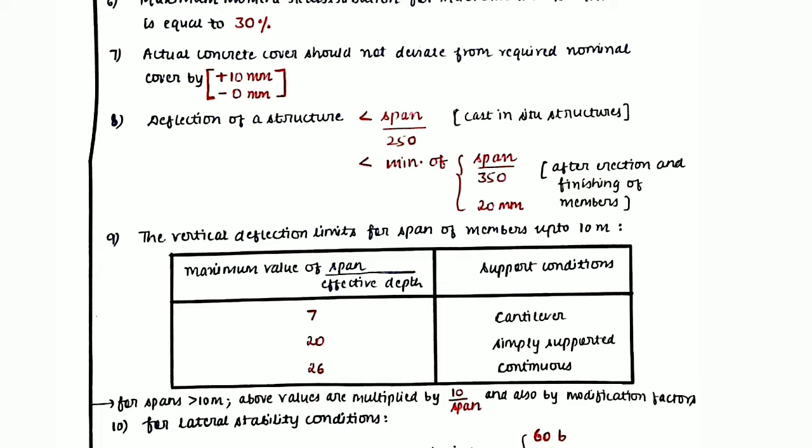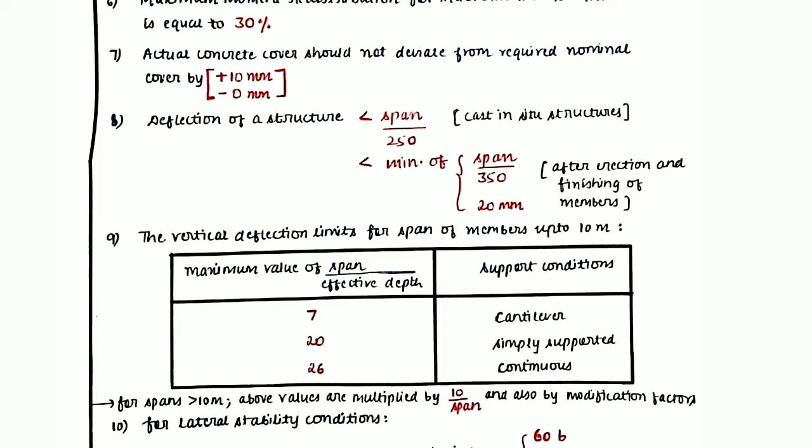The next point is the deflection of a structure. There is some limitation to the deflection of the structure. For the cast in situ case, the deflection of the structure should be less than span by 250, and after the erection and the complete finishing of the member is done, the deflection should not be greater than span by 350 or 20 millimeter in any case. The minimum of these two values should be the maximum deflection of the structure.